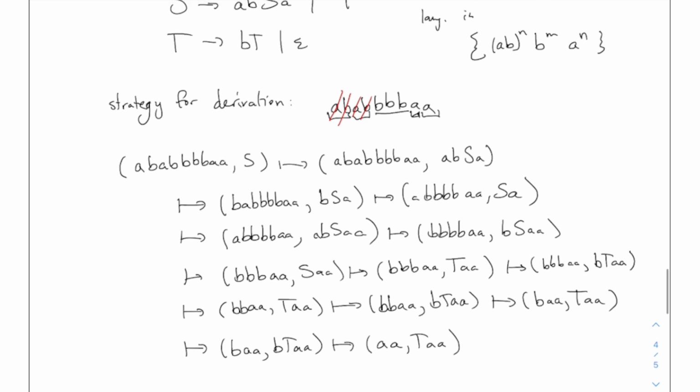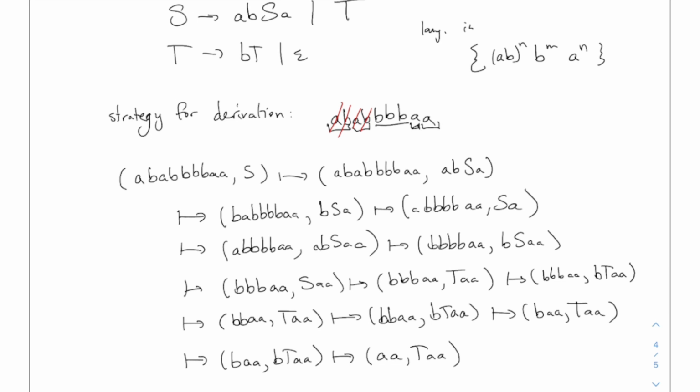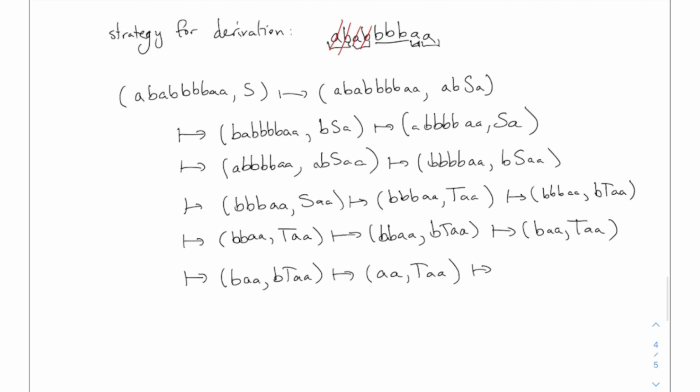Anybody see how to finish this off? Yeah, I go t goes to epsilon, gets rid of the t entirely, and I just have AA and AA, and then I just cancel the a's with one another. So one step makes it AA, and the last step makes it epsilon, epsilon.